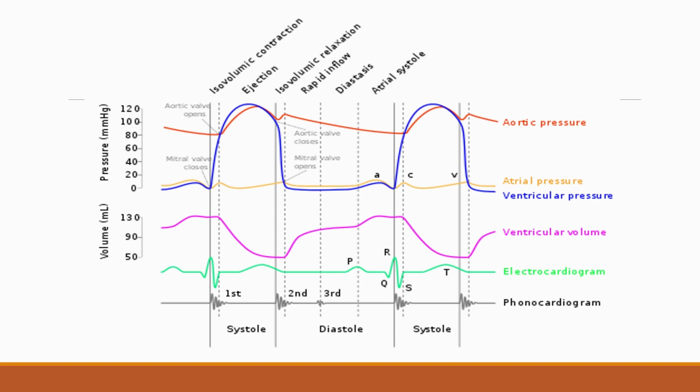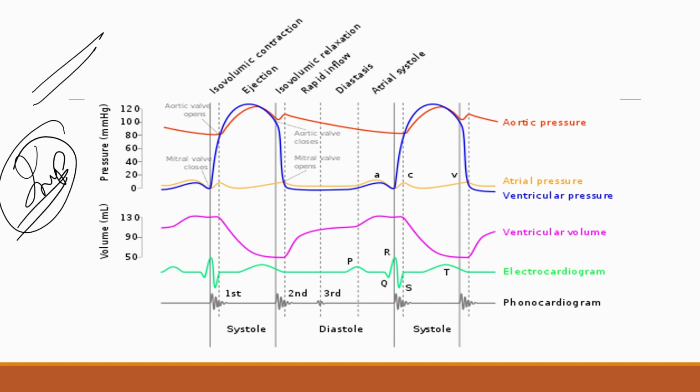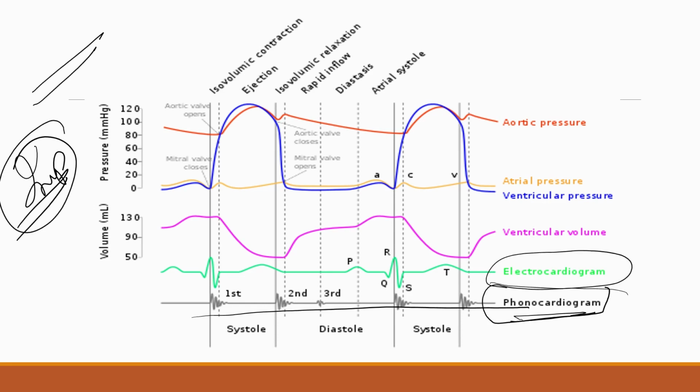Yes, this is the chart, or this is the graph that I was talking about. Please mark it as important and practice it as many times as possible. This shows the heart sound, which is measured by phonocardiogram. The ECG we will discuss later. Next comes the ventricular volume, ventricular pressure, atrial pressure, and the aortic pressure. Clear?